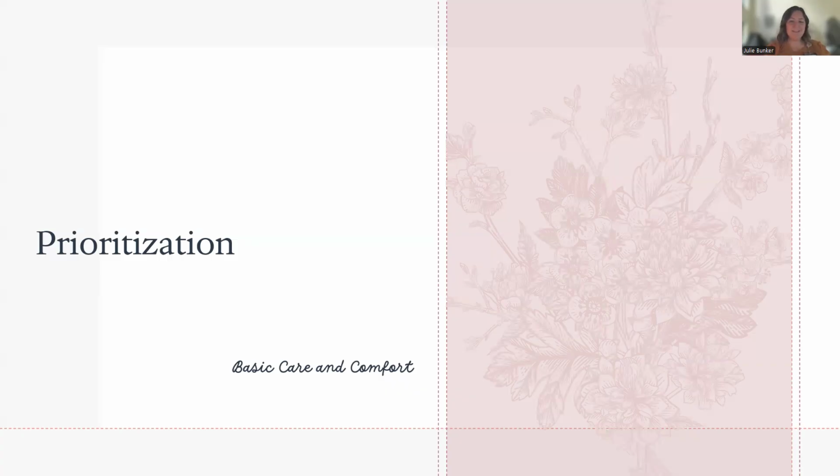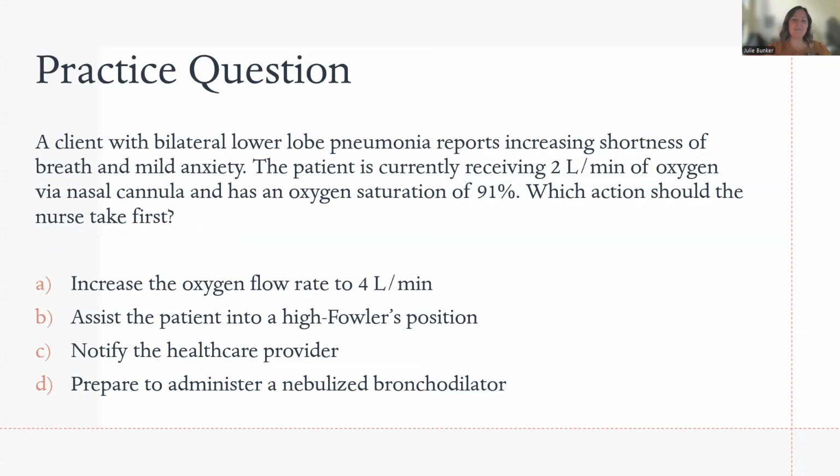Okay, so here's your first practice question based on using prioritization techniques. Let that help you if it may. A client with bilateral lower lobe pneumonia reports increasing shortness of breath and mild anxiety. The patient is currently receiving 2 liters per minute of oxygen via nasal cannula and has an oxygen saturation of 91%. Which action should the nurse take first?